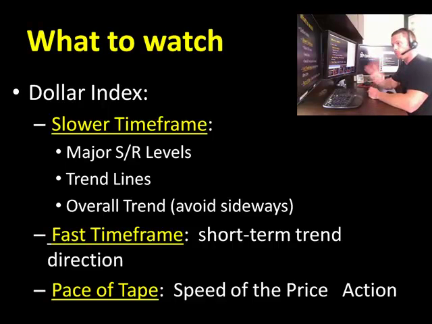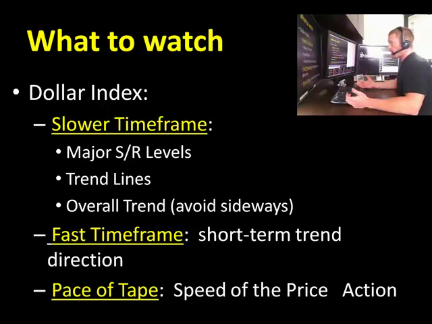I'm going to watch 3 important pieces of the pie. The slower time frame, the fast time frame, and the pace of the tape. On my slower time frame, I'm looking for things like the overall trend, the major support and resistance levels. Today on the dollar, we saw a couple times where the dollar was sitting there on support. And when the dollar sits there on support, then we know the crude should be having resistance, right? Negative correlation. So we look at the slower time frame for major levels, draw some trend lines, use your trigger lines, and we're looking at the overall trend.